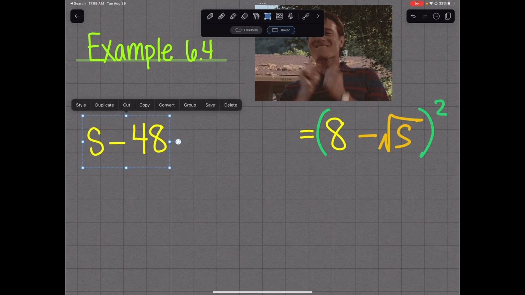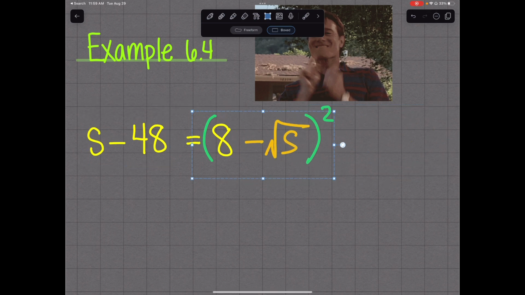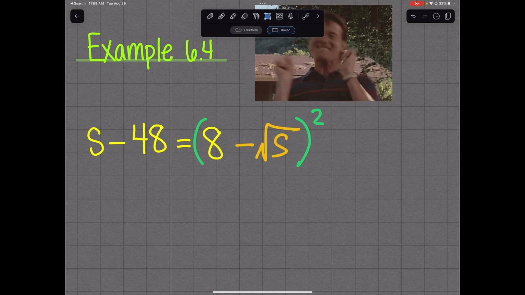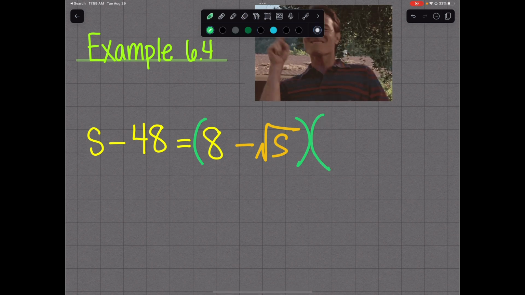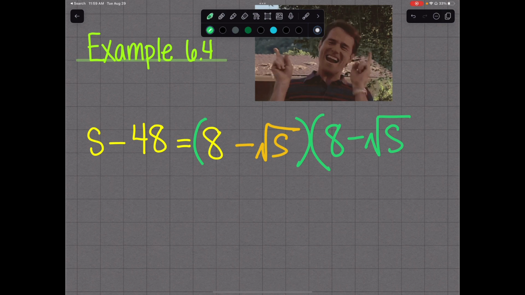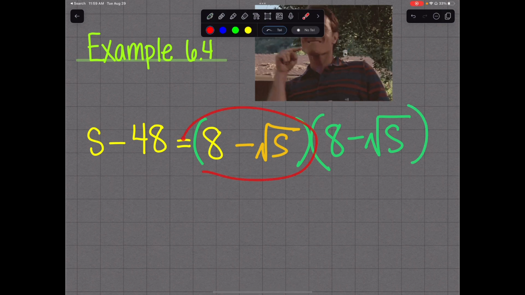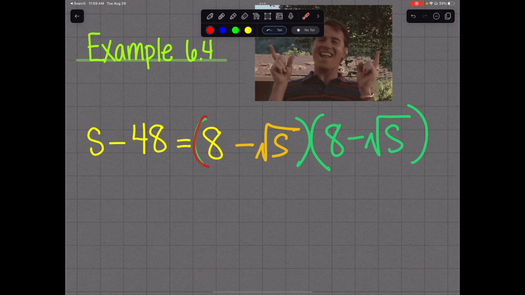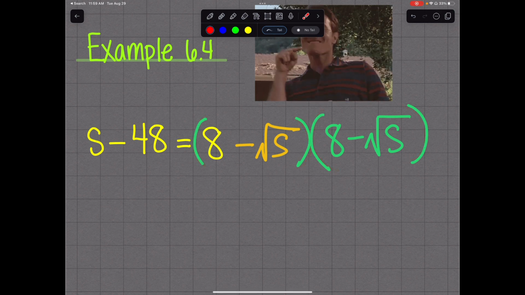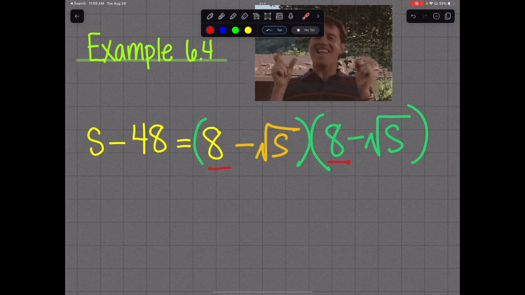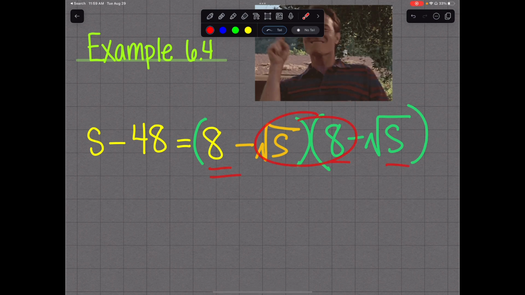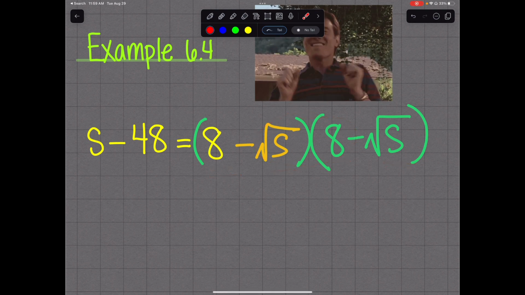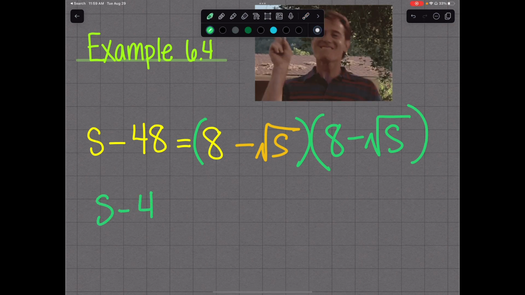On the right-hand side, it's going to be not quite so easy, but, you know, just as easy. So when you square that, what you're actually doing is 8 minus square root s. You're making this happen twice. So it's this times this. And you remember when you multiply out something like that, you have to do first, outside, inside, and then last. You have to FOIL it out. So it's not a super easy thing to do. So let's just FOIL it out and see what we get.